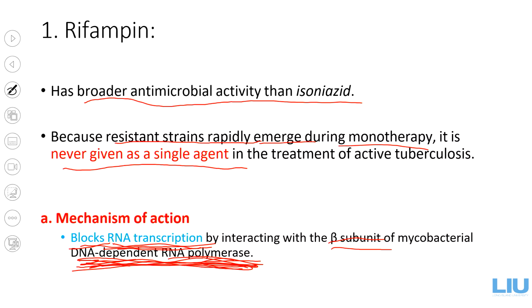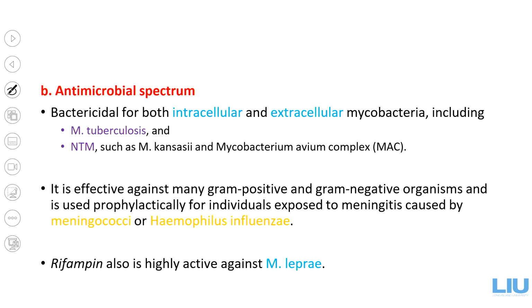Okay. So that's for the rifampin. As far as spectrum of activity, it's bactericidal for both the intracellular and extracellular. It's nice, just like with the isoniazid. This agent acts on both intra and extracellular. Of course, it acts on the Mycobacterium tuberculosis.